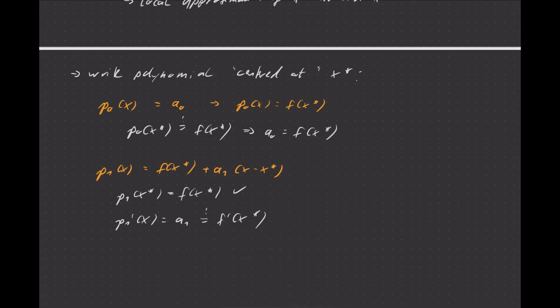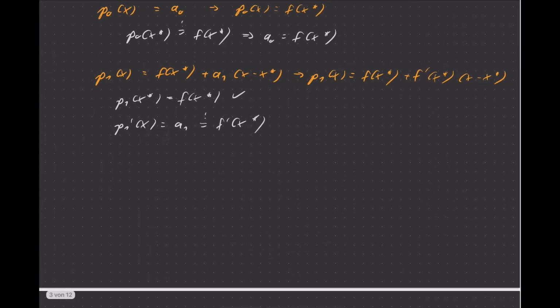Well, what we have to do is, of course, choose a1 equal to f prime at x star. So what we get here is p1 of x is equal to f of x star plus f prime at x star times x minus x star. And that is, of course, the functional description of the tangent that we have already derived in one of the earlier videos. Now, let's go on to higher orders.